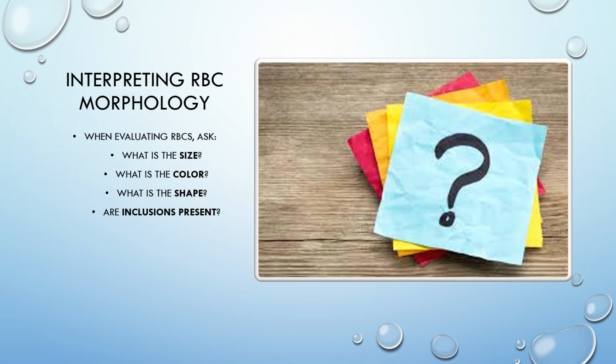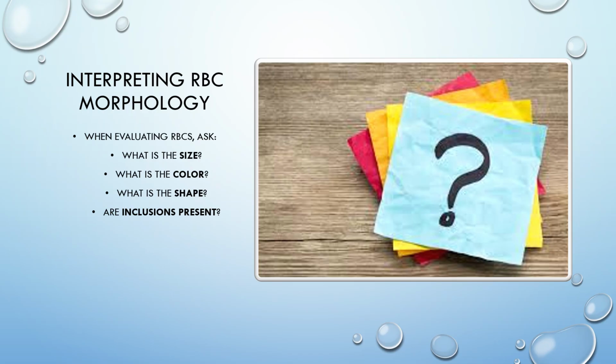Next, ask, what is the color of the red blood cells? Normal red blood cells have a characteristic central pallor that reflects appropriate hemoglobin content. When cells appear pale, we may be seeing hypochromia, which often suggests decreased hemoglobin production. Then we evaluate, what is the shape of the red blood cells? Are they round and uniform, or do we see abnormal forms like spherocytes, target cells, schistocytes, or sickled cells? Shape changes can reveal a lot about membrane integrity and red blood cell survival.